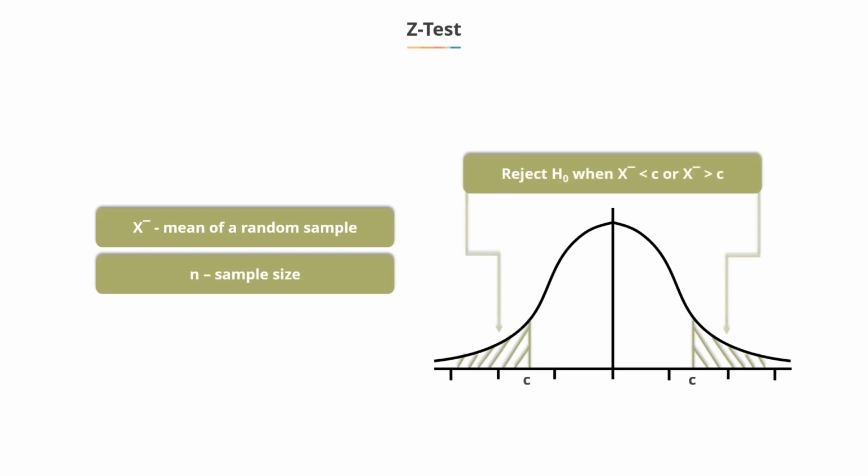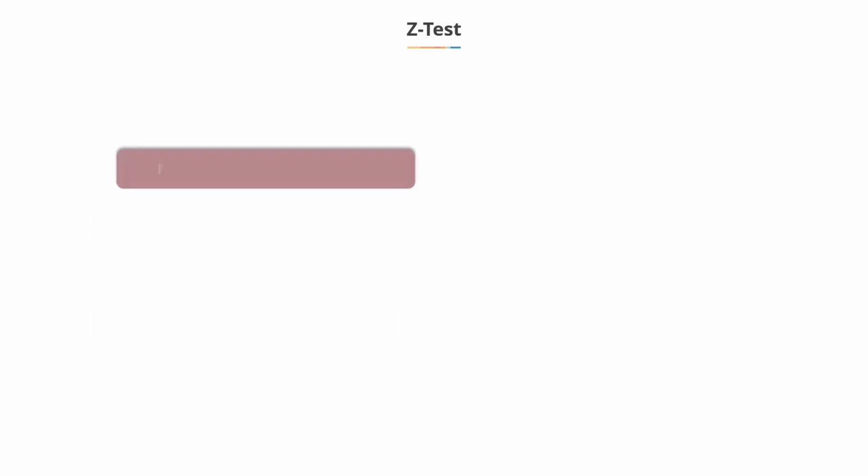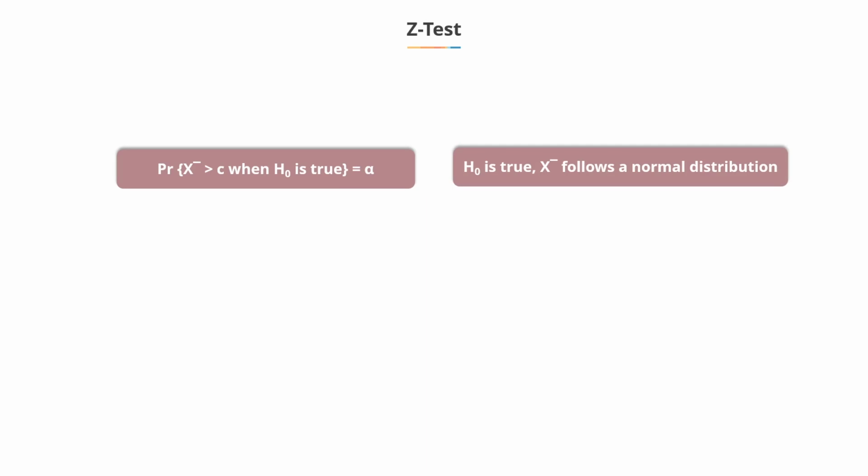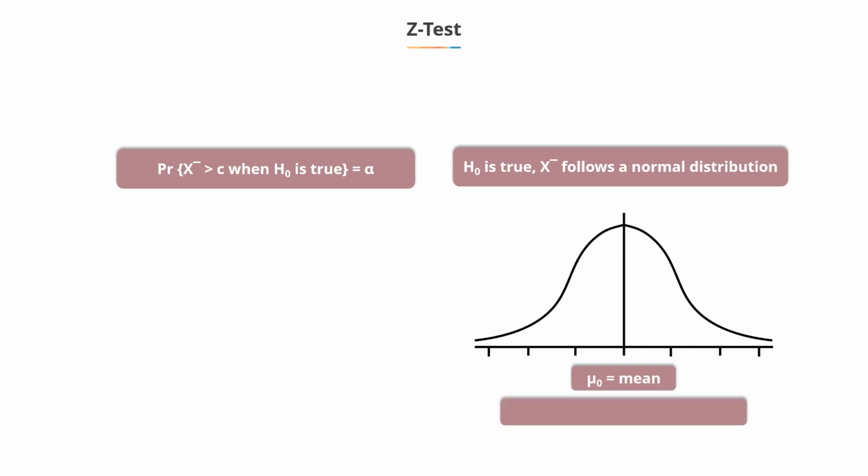You would reject the null hypothesis when x bar exceeds a threshold limit c in favor of the alternate hypothesis. For a given level of significance alpha, c should be chosen so that prob value of x bar is greater than c when null hypothesis is true, equals alpha. When null hypothesis is true, you know from sampling distribution theory that x bar follows a normal distribution with mu naught and sigma by square root n.